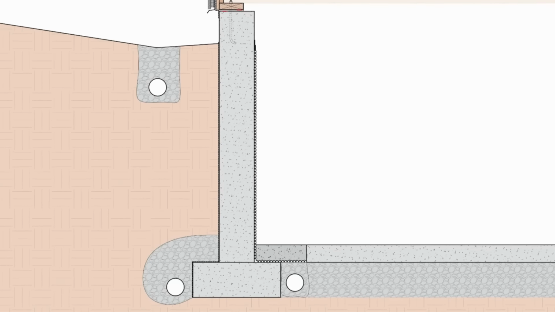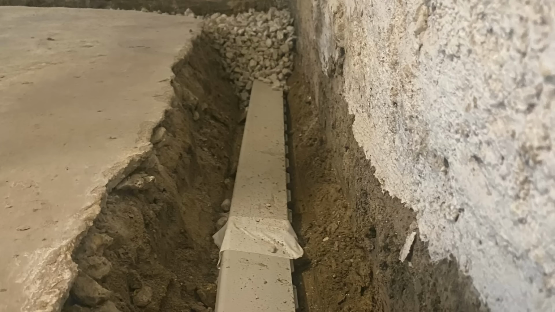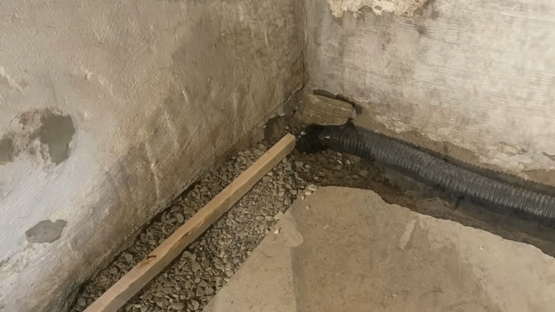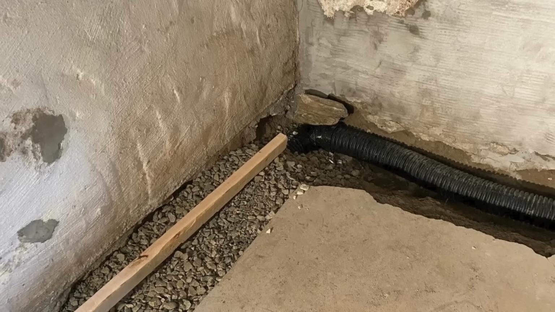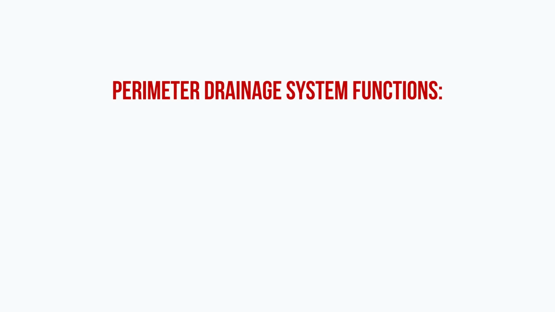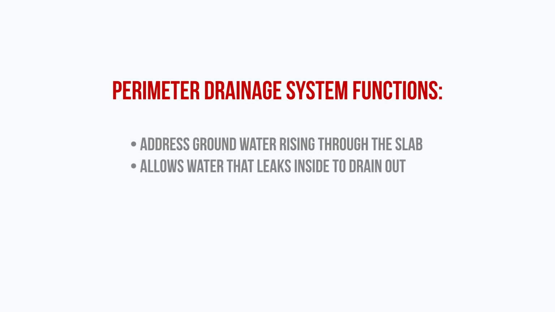The second step in this strategy is to install an interior perimeter drainage system below the existing slab. This requires partial demolition of the slab at the perimeter, which is neither easy nor inexpensive. However, it's absolutely necessary to prevent water from entering your basement. This perimeter drainage system will provide two important functions. It will address groundwater rise through your slab when the soils are saturated, and it will allow any water that migrates through the foundation walls to easily drain out without compromising the framed cavity.